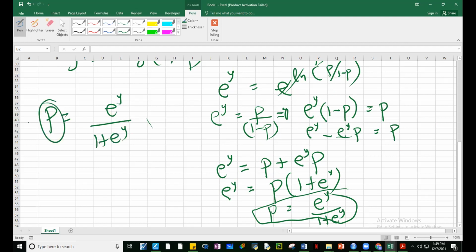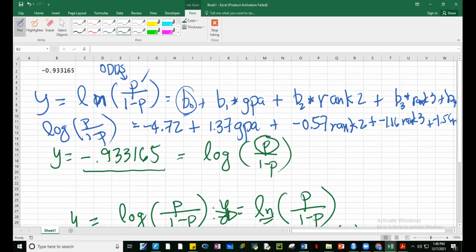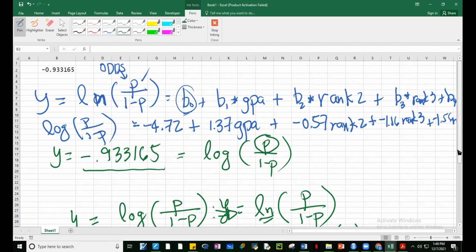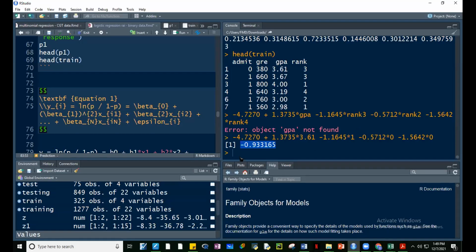So can we compute for the probabilities? Yes, guys, because for each observation, alam naman natin yung values ng GPA, kung rank 2 siya, rank 3. So makokompute natin itong y. Okay? So that's our y, no? So just perform this: e to the negative 0.933 over 1 plus e to the negative, etc. So let's do that here, guys.